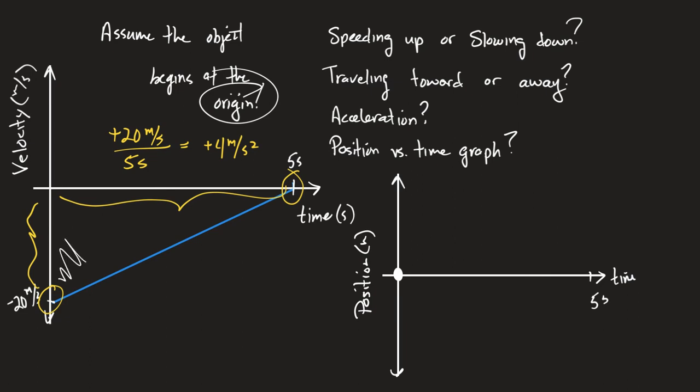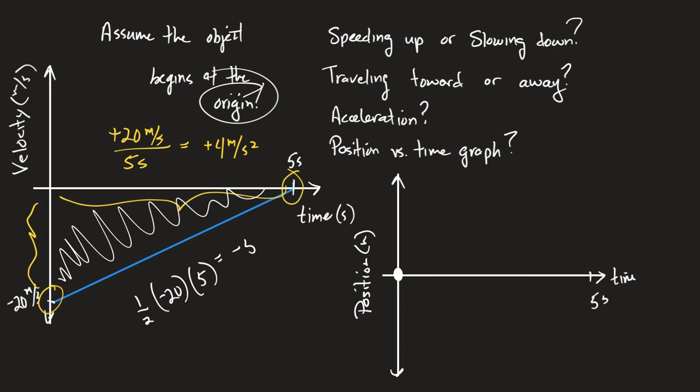The area here is 1/2 times negative 20 times 5. So that looks to be negative, let's see, 50 meters. So my displacement over the 5 seconds will be negative 50 meters. Good so far?